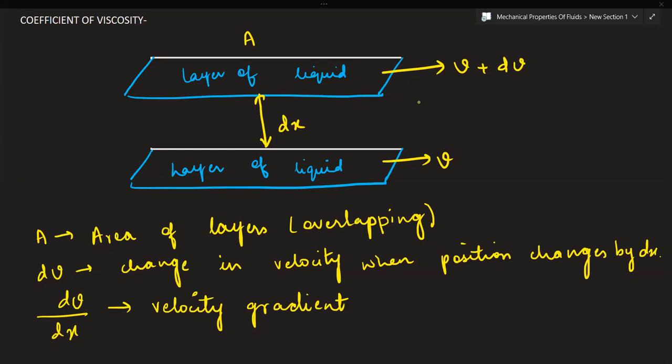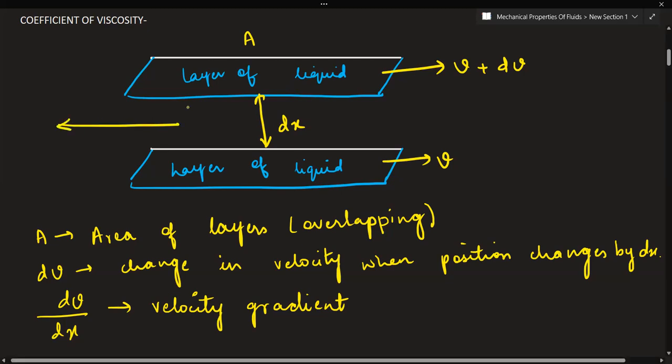Yes, it will be in the opposite direction. So if it is moving to the right hand side, the viscous force will occur in the backward direction. That is this viscous force.